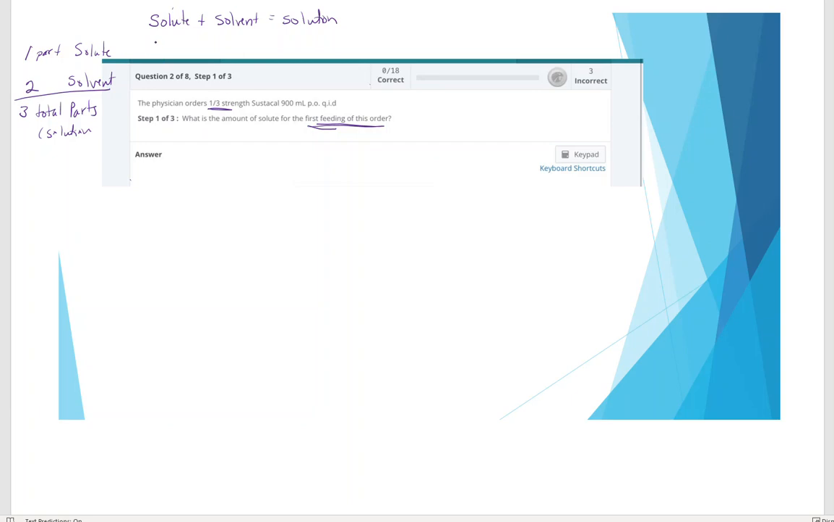Our solute is like our doctor's order. Whatever he's ordered, Sestical in this problem, so our solute would be our Sestical. Our solvent is our diluent. In this case, it would be water, or sterile water, because we're mixing it with Sestical, which is a formula. And then our solution is our total amount of formula.